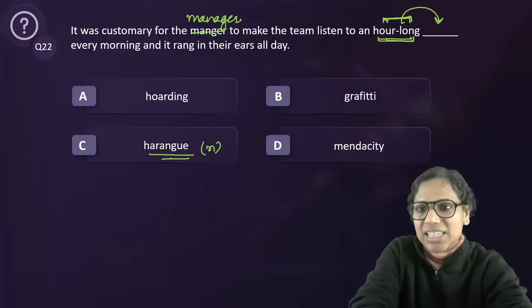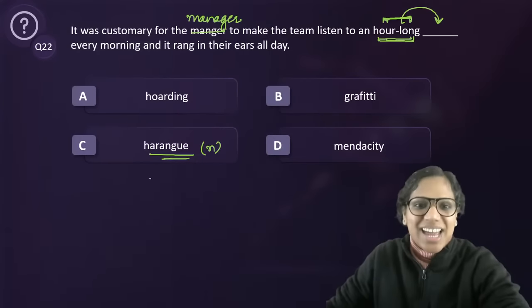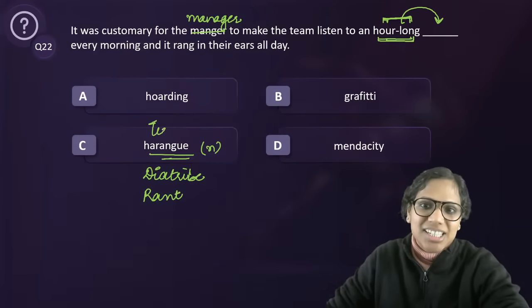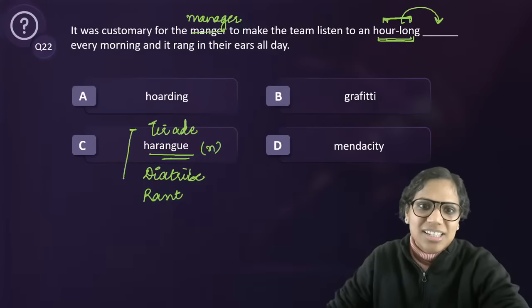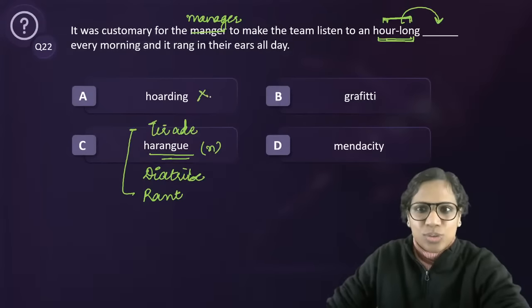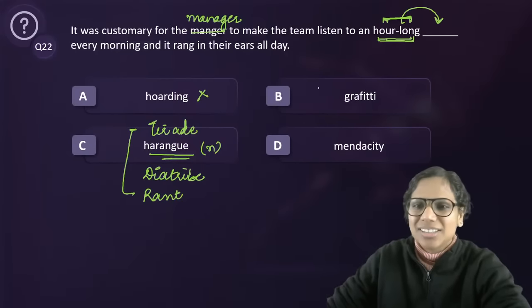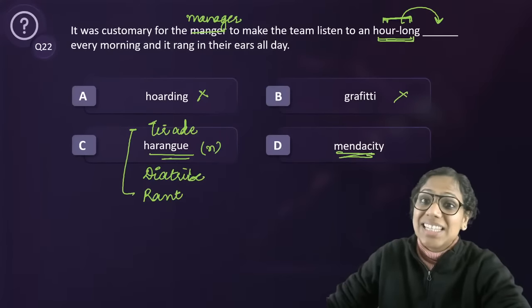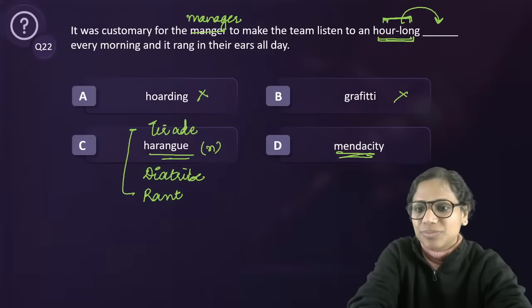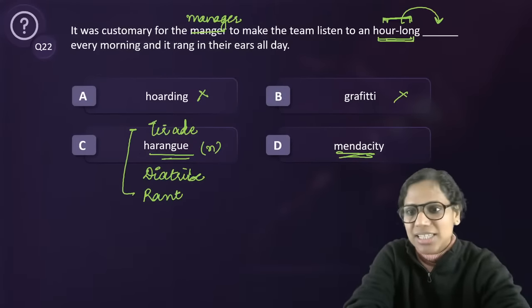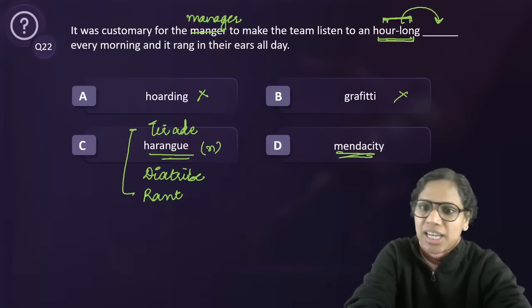Those who are saying C, diatribe, harangue, rant, tirade. All of these are synonyms, and any of these could be our answer. Hoarding, no. An hour long hoarding doesn't make sense. An hour long graffiti, listening to graffiti. Mendacity. What is mendacity? Admonition, yes. Tirade, rant, correct.